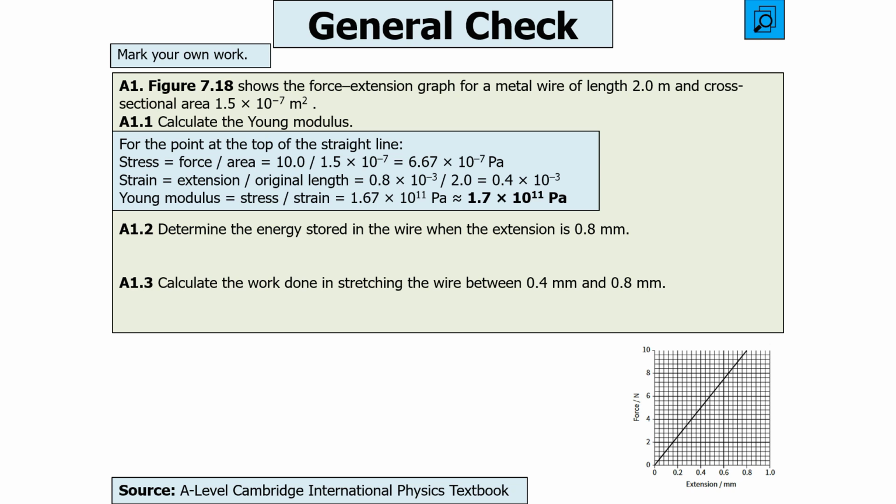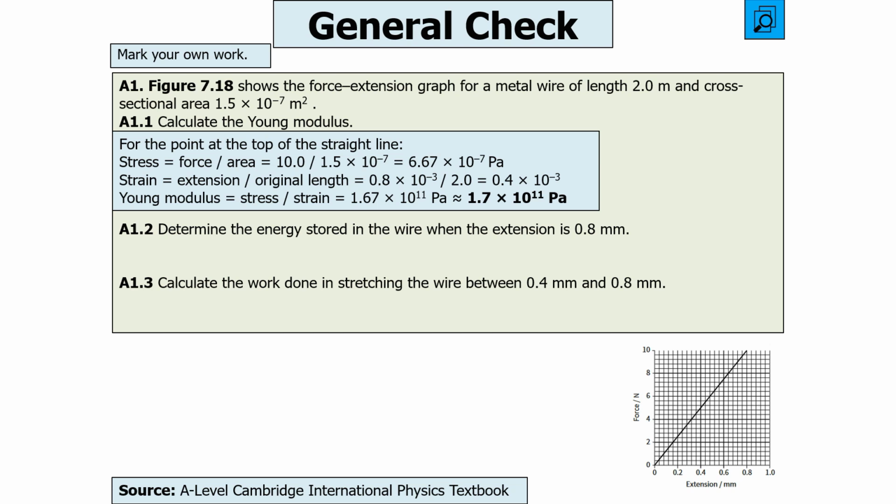Now the strain is extension over original length. We've got the original length from the question, 2 meters. So again, we go to the maximum value for the extension and we get 0.8 millimeters. So therefore converted into meters by times 10 to the minus 3, and we get our strain out. Then the Young modulus is stress over strain. So we then get 1.7 times 10 to the 11 pascals.